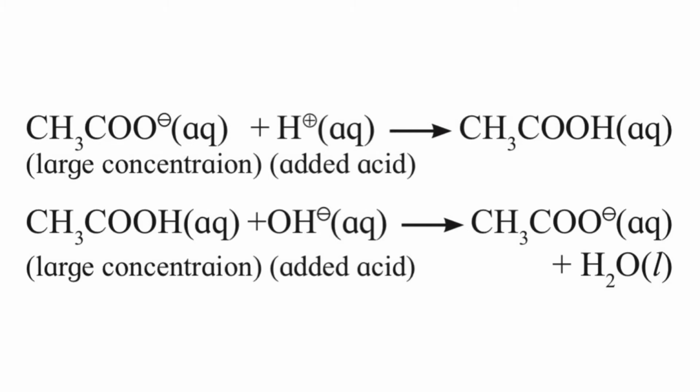The same way applies for the basic buffer. Whenever ammonium hydroxide and ammonium chloride are there, if H plus or OH minus is extra, that means a strong acid or strong base is added, the buffer solution will try to maintain the pH so that the pH of the medium will be the same.